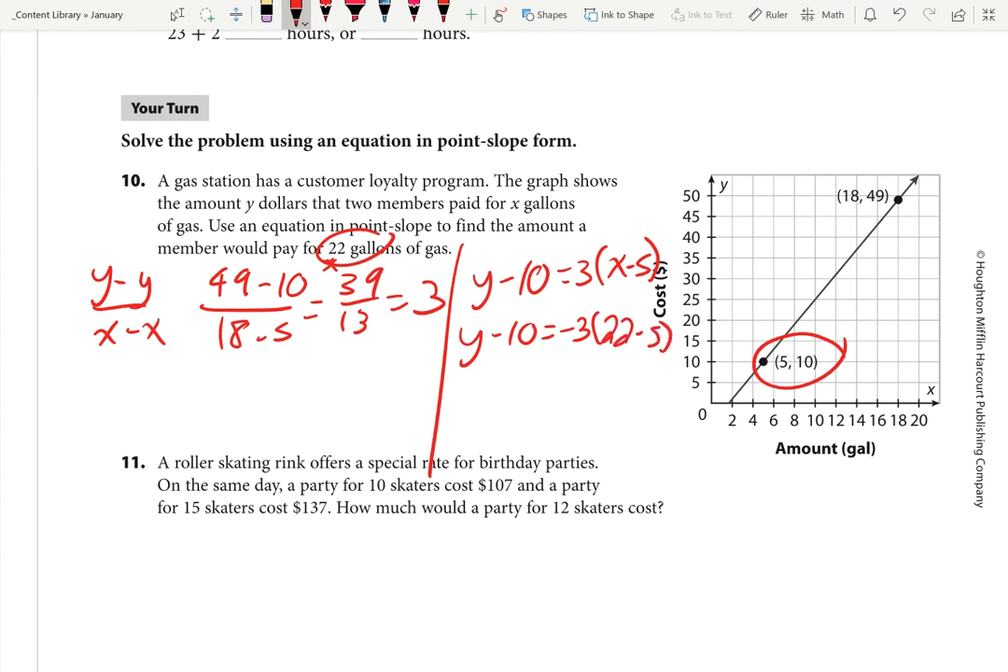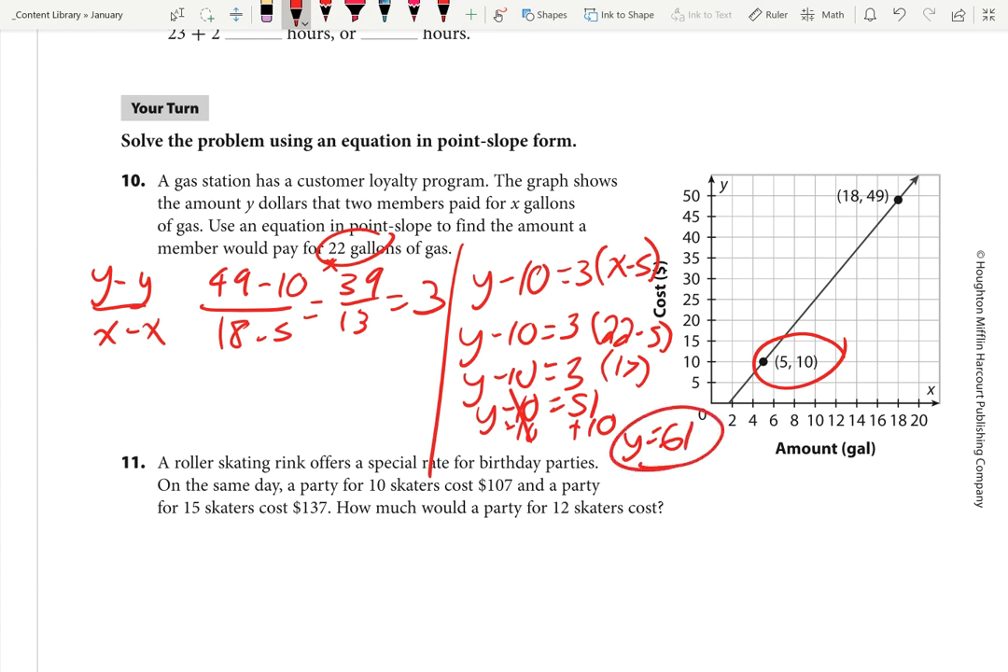So when I evaluate, start with the parentheses. 22 minus 5 is 17. So this would be negative 3 times 17. Is it negative 3? Oh, it's positive 3. I don't know why I wrote negative 3. It's positive 3 right over here. 3 times 17 is 51. So y minus 10 is equal to 51. And then add 10 to move it to the other side of the equation, and we end up with y is equal to 61. So that's the actual answer to our equation: 22 gallons of gas would cost $61.